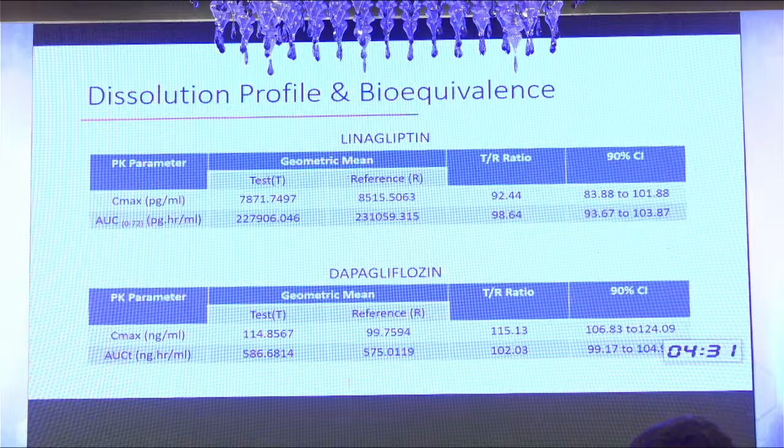If you look here, the test product was our formulation, the reference was the respective innovator. The pharmacokinetic parameters numbers are close to each other, and when for statistical purposes, the log transform data is converted into a ratio of the test and the reference readings, it falls well within the 80 to 125% range, which is the mandated range allowed for calling 2 molecules bioequivalent.